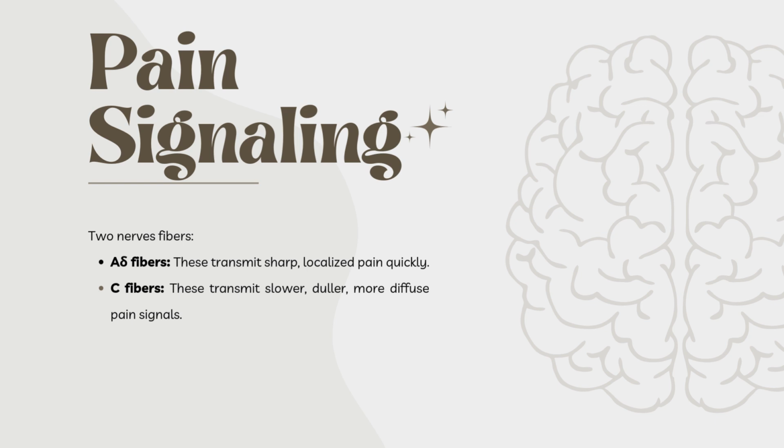And specifically with pain signaling, there are two types of nerve fibers that play a key role: A and C fibers. A fibers are going to be the sharp and localized pain, and they are very quick at responding, whereas C fibers are slower and duller, more diffuse pain signals throughout. The fibers are very specific for ensuring the brain receives the necessary information to respond to the specific stimulus and trigger the reflexes.